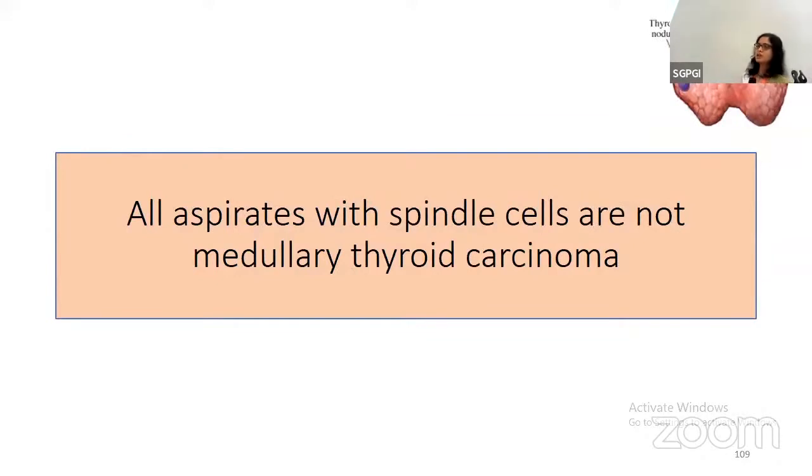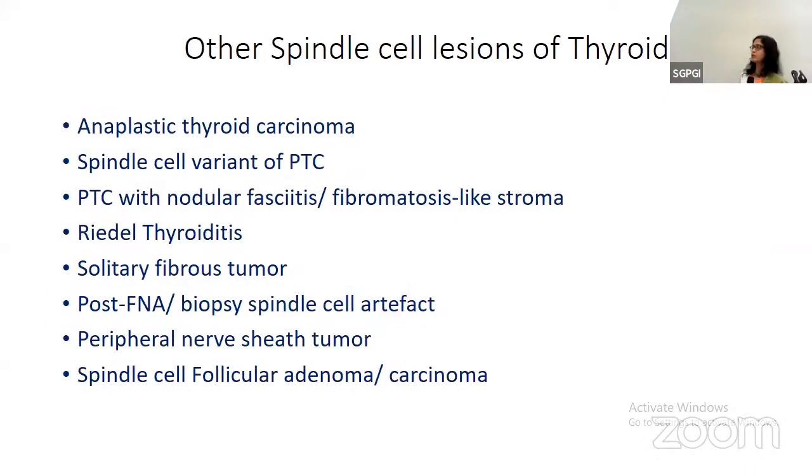The take-home message is most spindle cell aspirates will be MTC, but not all of them. So in case you are not seeing calcitonin immunoreactivity and serum calcitonin levels are normal, you need to follow up, and cell blocks often help. So other spindle cell lesions of thyroid, what all you need to consider? Anaplastic thyroid carcinoma, spindle cell variant of PTC. So do look for nuclear features. PTC with nodular fasciitis or fibromatosis-like stroma.